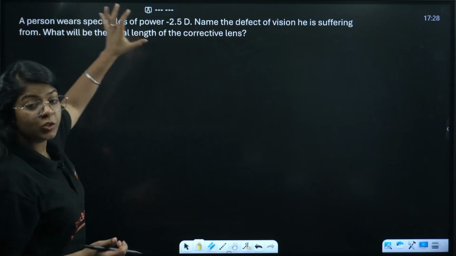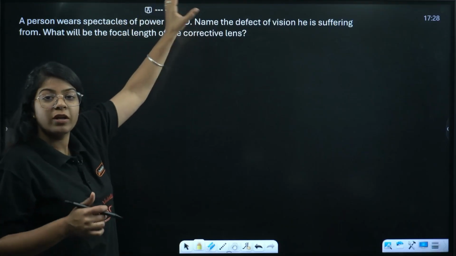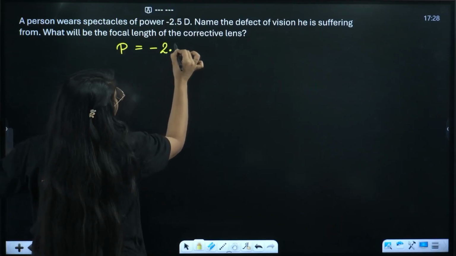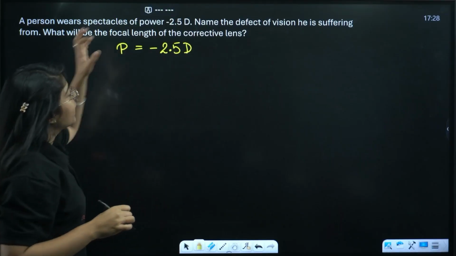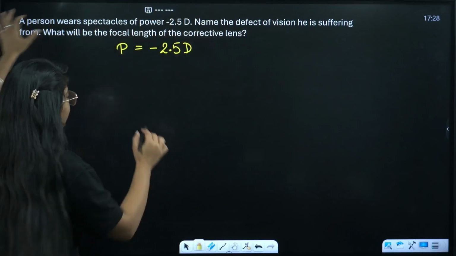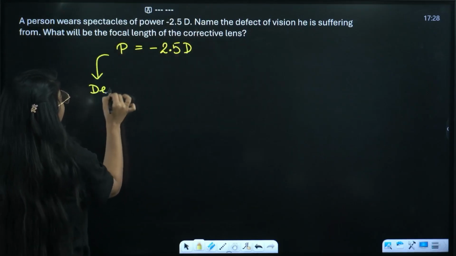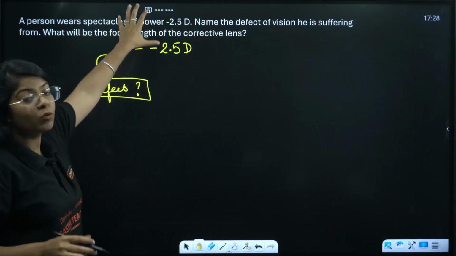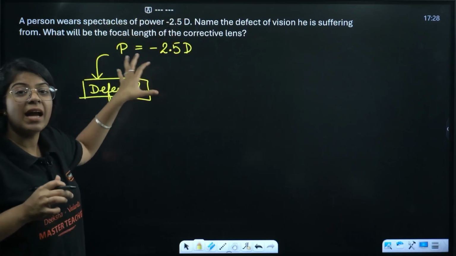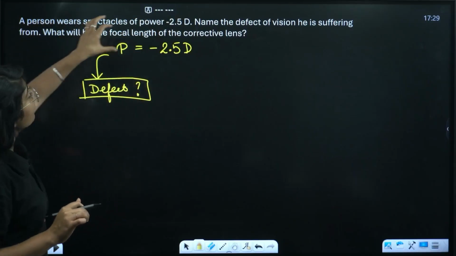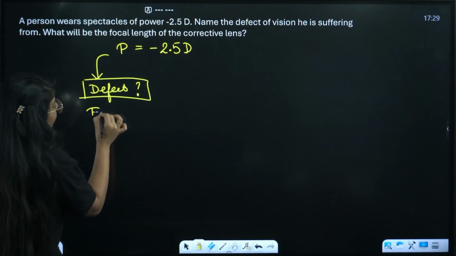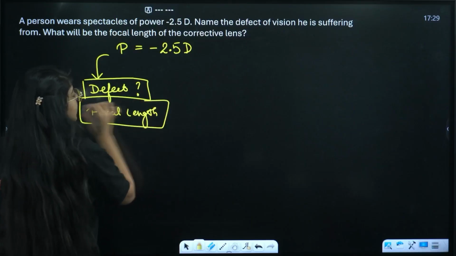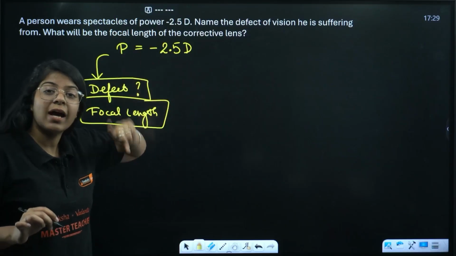A person wears a spectacle of power minus 2.5 diopter. Again, power is given as minus 2.5 diopter. Name the defect of vision he is suffering from. So we have to find the defect of vision. Also look at how I am writing the question. I am writing what is given first, then what I have to find. What will be the focal length of the corrective lens? I also have to find the focal length of the corrective lens. Okay, everything is clear.